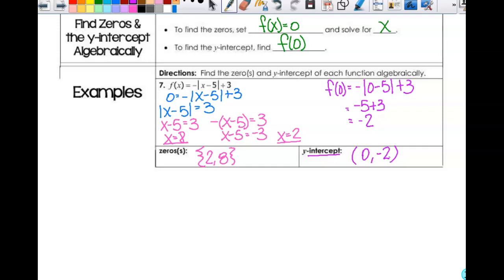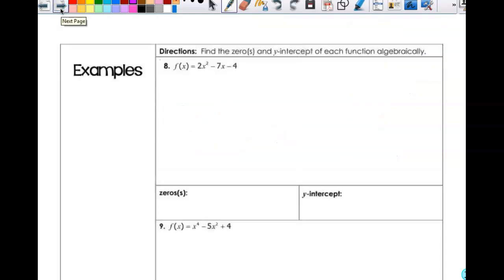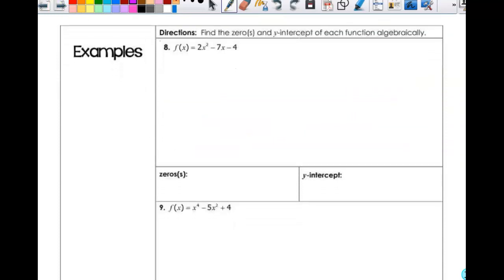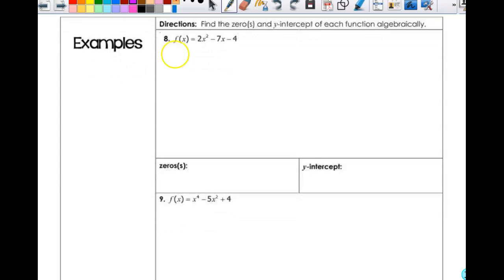All right, what questions do we have? We good? All right. Now let's look at the next one. It says find the zero, same directions. So set f of x equal to 0. 0 equals 2x squared minus 7x minus 4.